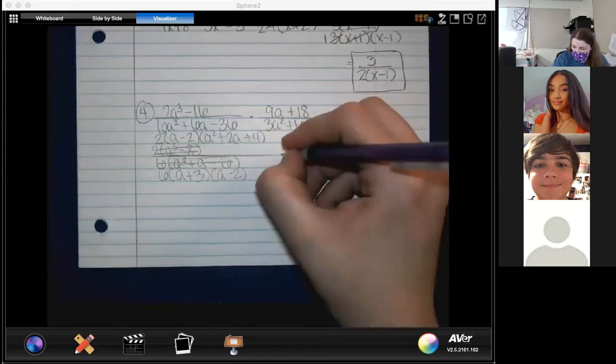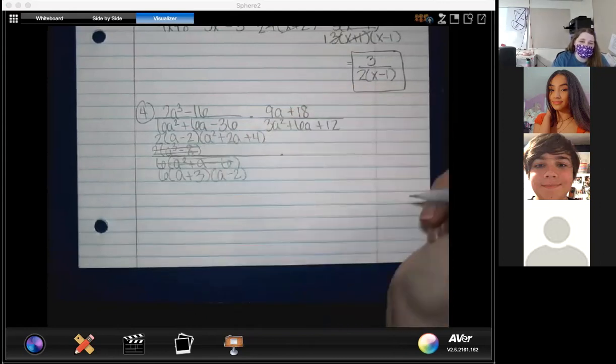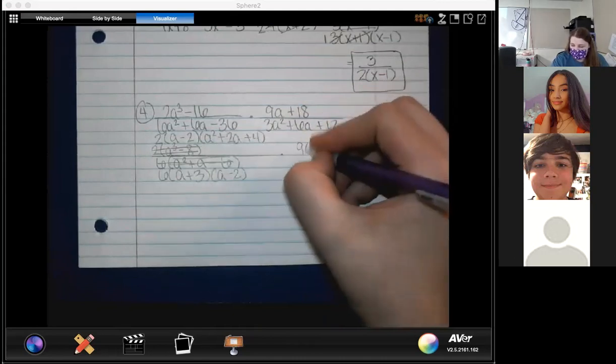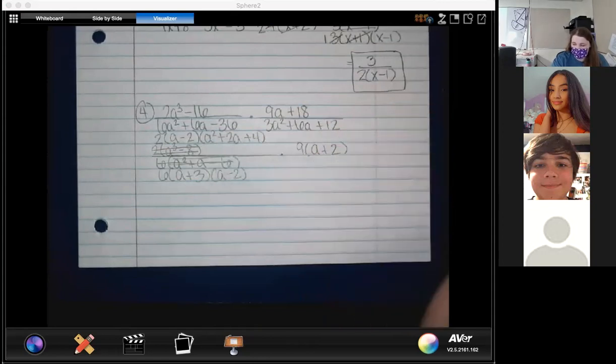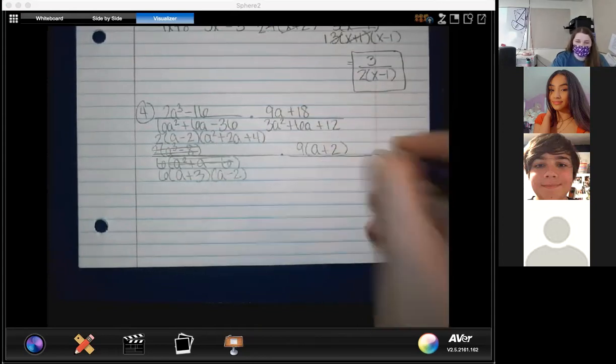Okay, multiplied 9a plus 18. This one's an easy one. What do we take out of this one? 9. Okay, nothing else can simplify from that. Okay, how about the bottom?